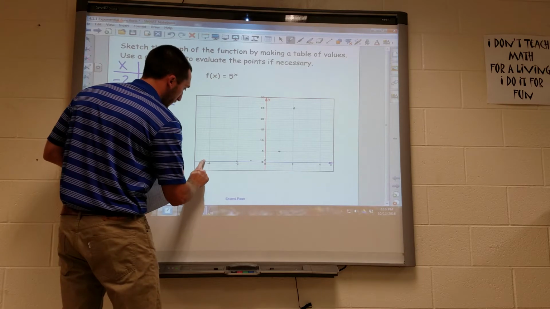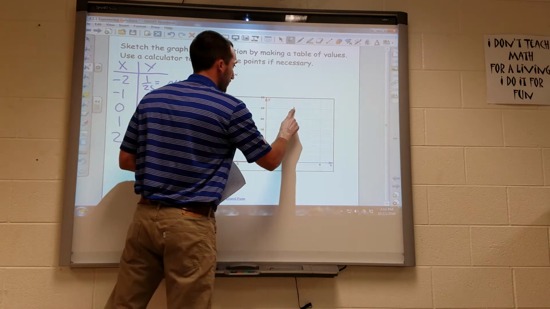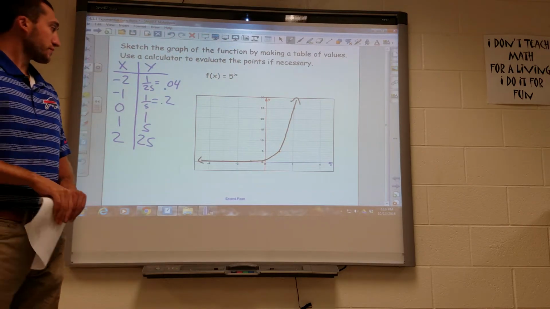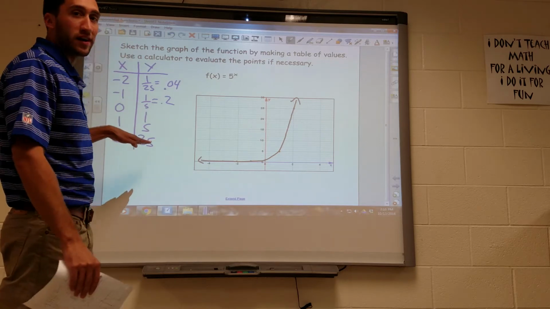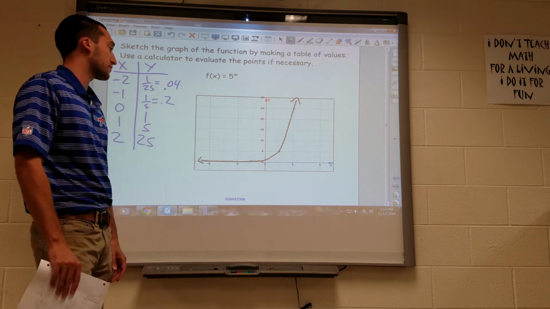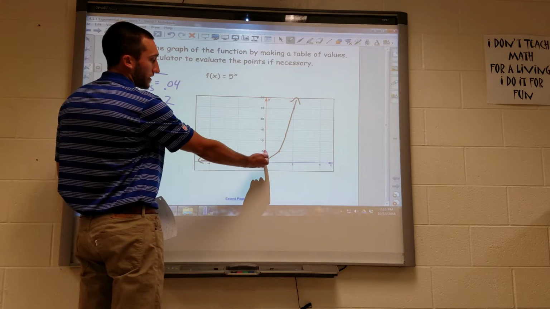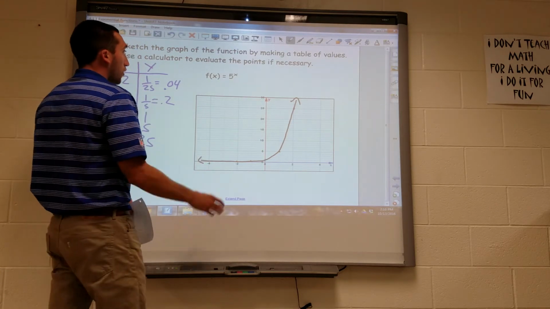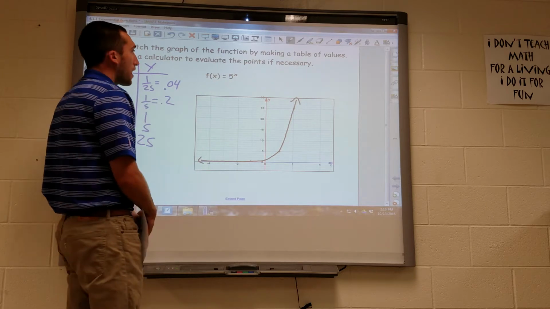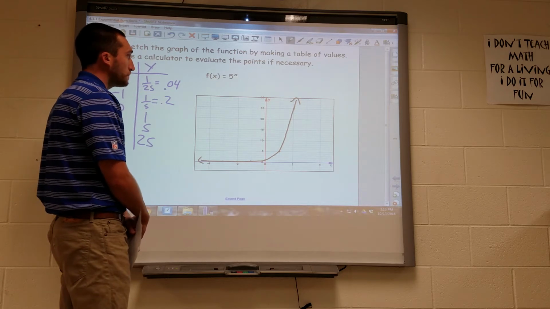So my graph looks something like this for an exponential function. This line will never cross the x-axis, meaning our x-axis is like an asymptote, a horizontal asymptote. Another key feature is it's going through the point 0, 1. So a positive exponential function with a whole number base is always going to go through 0, 1.